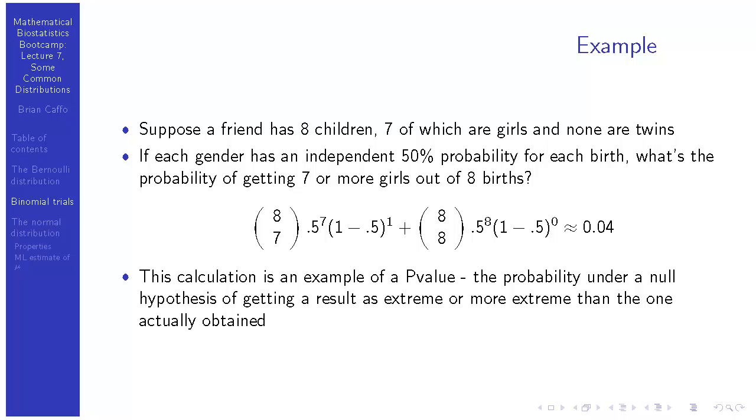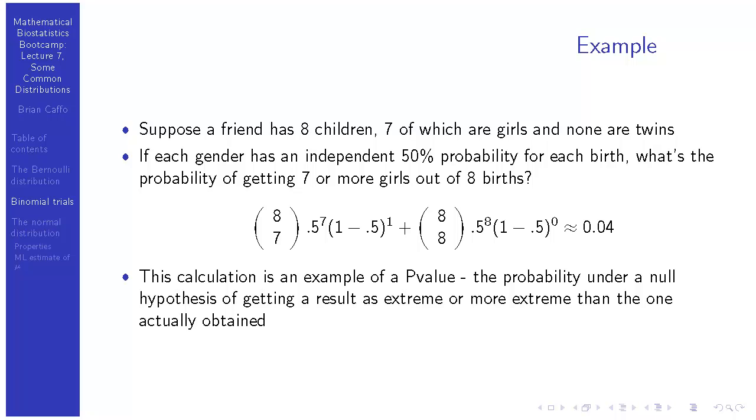I wanted to mention this particular example because this calculation is an example of a so-called p-value. A p-value is always the probability under a null hypothesis of getting a result as extreme or more extreme than the one actually obtained. So the logic behind the p-value in this specific instance is that you have this evidence and you think, wow, 7 girls out of 8 children, that seems pretty odd. Maybe the 50% chance of girls versus boys for this particular family is off for whatever reason. So the p-value is saying, okay, why don't we calculate the probability, if the null hypothesis was true, of getting an event this extreme?